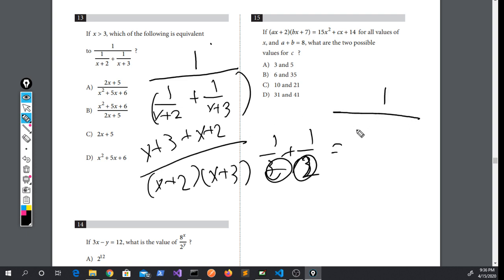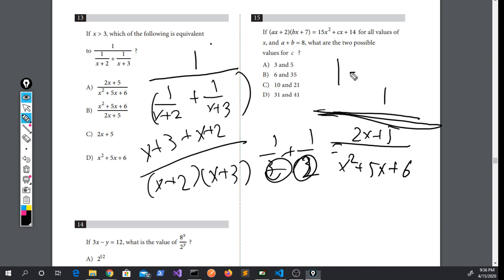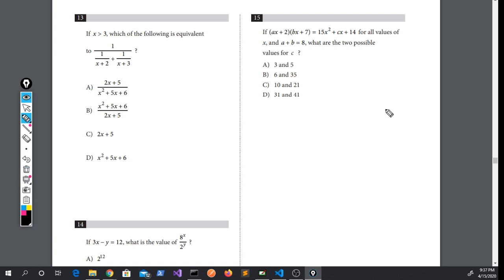You have 1 over (2x plus 5 over x squared plus 5x plus 6), and then what do you do from here? This is 1 divided by this thing, so you can flip it over, and it becomes x squared plus 5x plus 6 over 2x plus 5. Makes sense? Moving on.